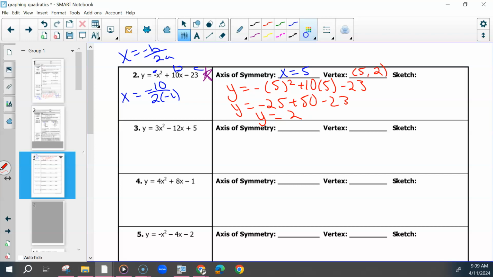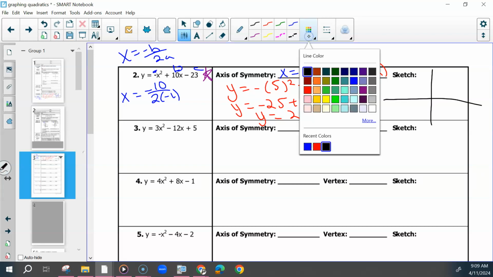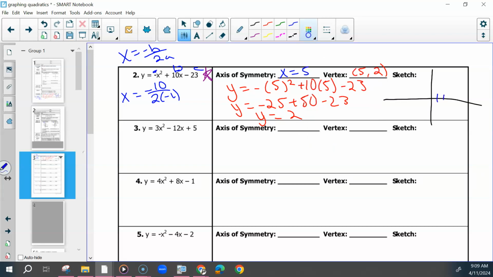Go ahead and draw in your rough sketch. Draw in your axis of symmetry and your vertex. Would this face up or down? Is your a value positive or negative? Down. Down, because it's negative. So draw a parabola that is facing down.